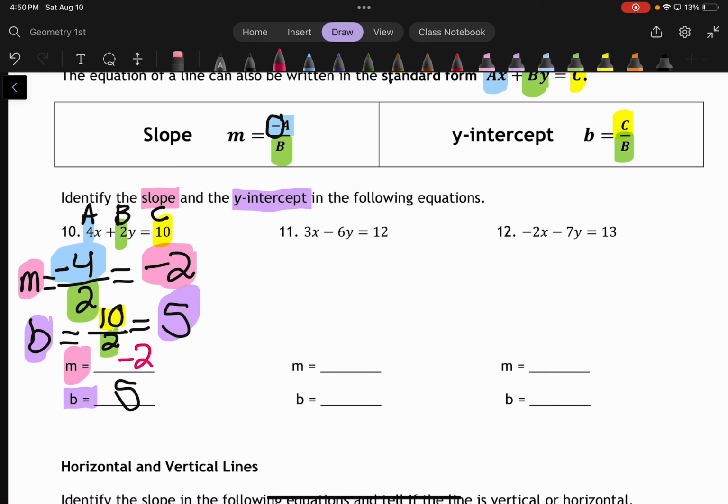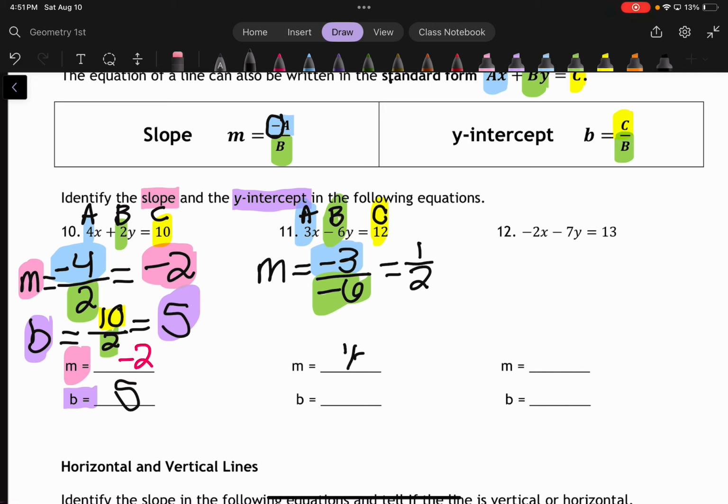All right, so we're going to do the same thing again. Now this is my a, my b, and my c. And so my a is 3, my b is -6, and my c is 12. So for my slope, it's going to be -a, which a is 3, so -3 over b, which is -6. So when we reduce this, -3 divided by -6 is going to give me a +1/2, because 2 negatives make a positive. So that's what I'm going to write here, 1/2.